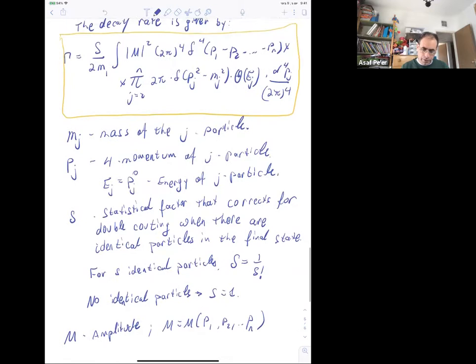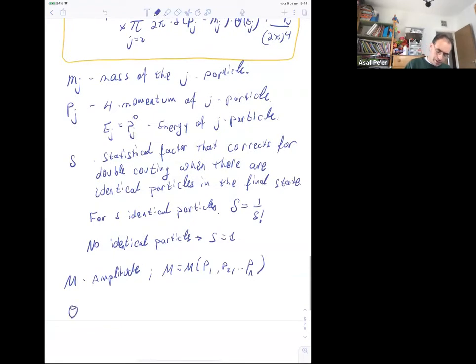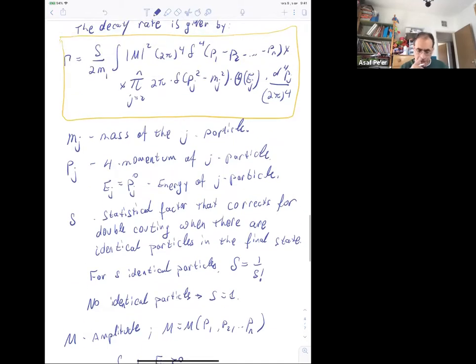Now, everything else I believe that you know here. A delta function is a delta function. A theta function gives you 0 or 1. So theta of E_j is 1 if E_j is greater than 0 and 0 if E_j is smaller or equal to 0. And the delta function is just a delta function.